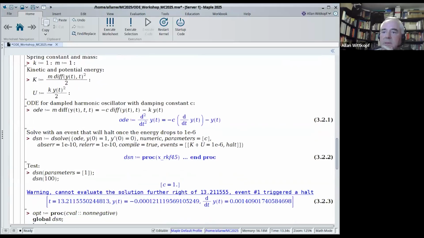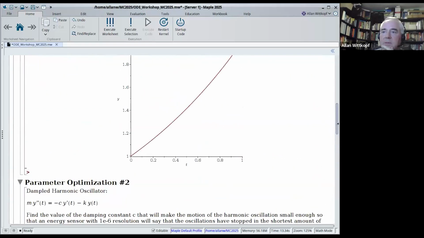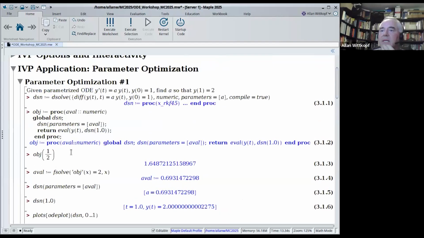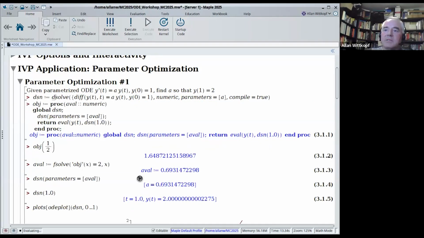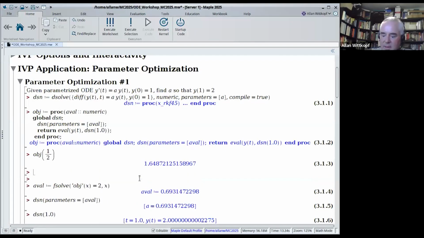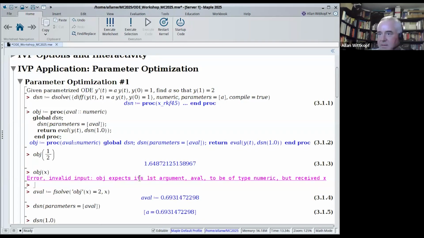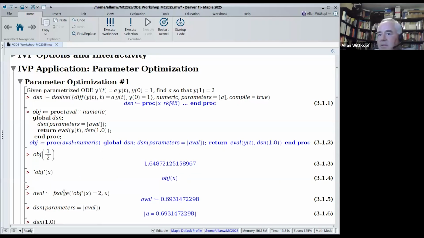Let's see here. This is the one with obj. Yeah, so here we ask for obj. Let's redefine this again just to be sure we've got it. If we ask for objective of x, where x isn't specified, we get an error that says it's supposed to be numeric. By putting the unevaluation quotes around it, we delay evaluation. And by sending that to fsolve, we delay evaluation until fsolve chooses a value for x.